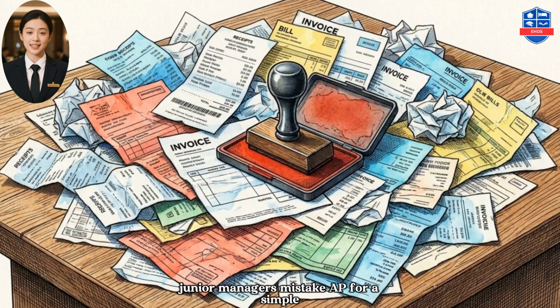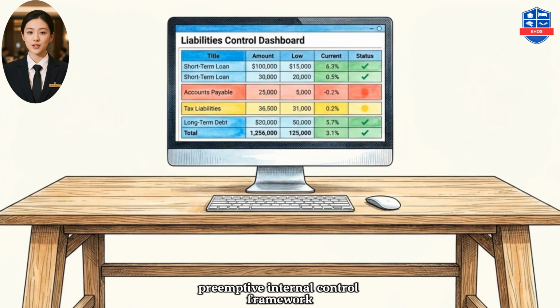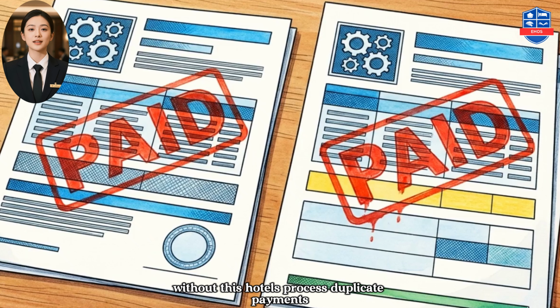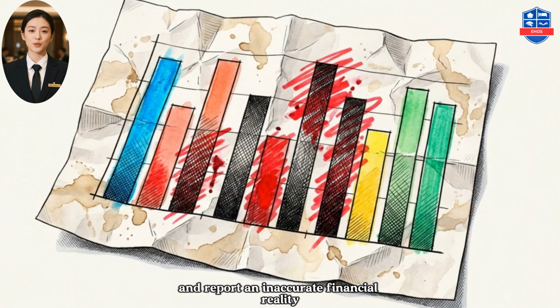Junior managers mistake AP for a simple clerical mechanism, a desk where bills are stamped and paid. In reality, it is a highly structured, preemptive internal control framework, explicitly designed to track mounting liabilities and protect the balance sheet. Without this, hotels process duplicate payments, severely strain vendor relationships, and report an inaccurate financial reality.